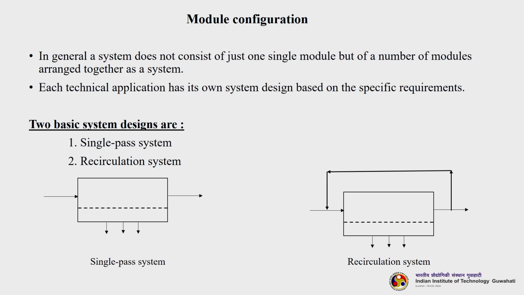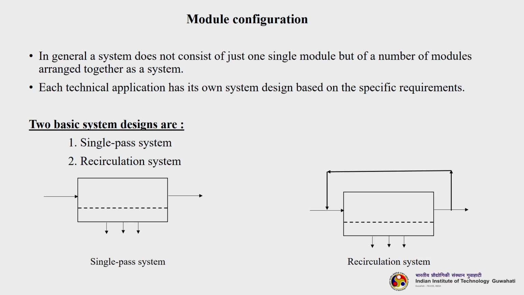So, it all depends upon what my targeted separation is, what I want to achieve, what the fluid is, what I want to retain, what I want to permeate, and there are many other process parameters that also affect this, apart from the membrane itself and the membrane module configuration. So, we have two basic types of design: one is called the single pass system and another is a recirculation system.